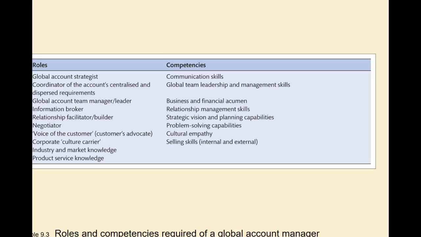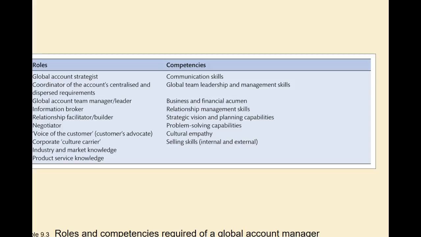The next step in key account management can be global account management, which is the process of coordinating and developing mutually beneficial long-term relationships with a select group of strategically important accounts that are operating in global industries, which is obviously becoming more and more common.